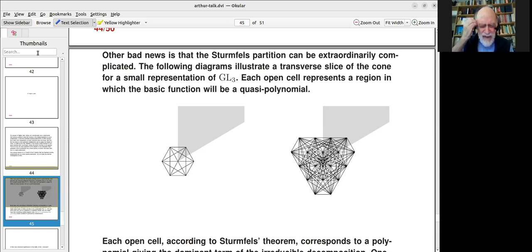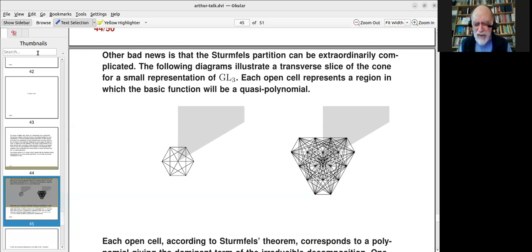So how do you get the regions which correspond to the regions we had for GL2? You take the highest weight, you look at the convex hull of its Weyl orbit, and then you draw all possible lines in between. Each one of the regions you get, the complement of the lines you draw, is a Sturm-Feld region. In each one of those regions, the decomposition multiplicities and the weight multiplicities behave very nicely according to a polynomial function.